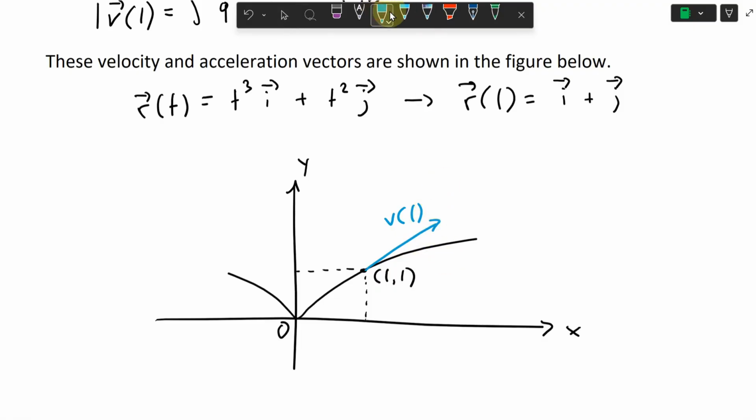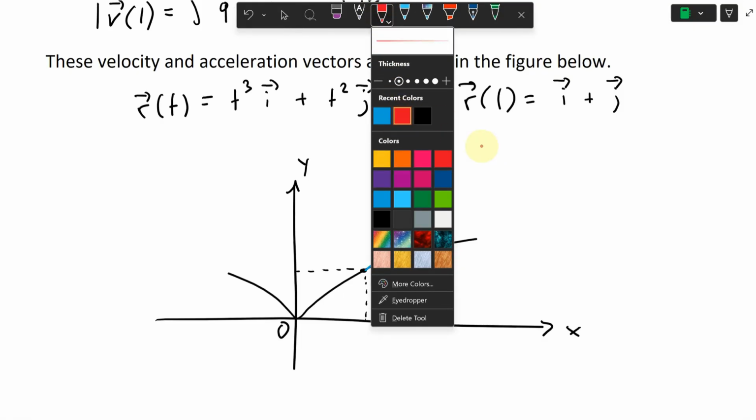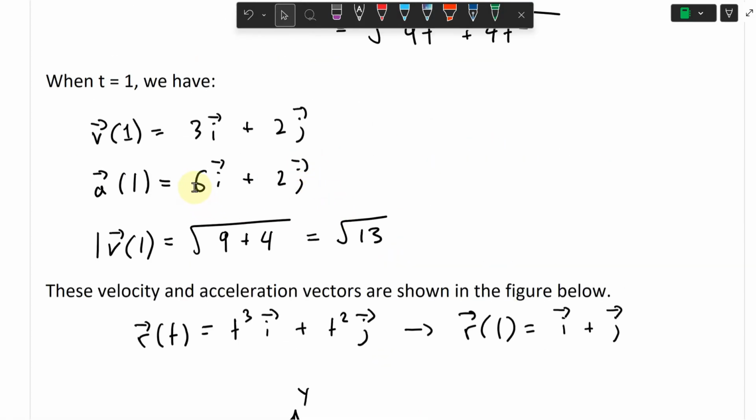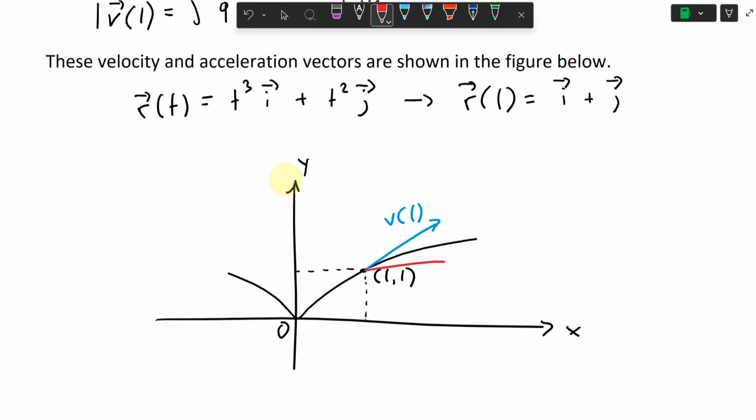And I'll draw it now in red, this part right here, the acceleration. The acceleration is going to be more flat. So it's going to be 6 and then 2. In other words, it's going to go 6 here and then 2 up. And what I'll do is I'm going to move this down.